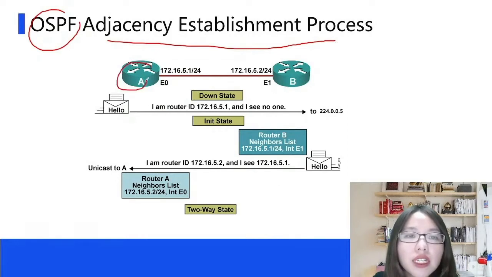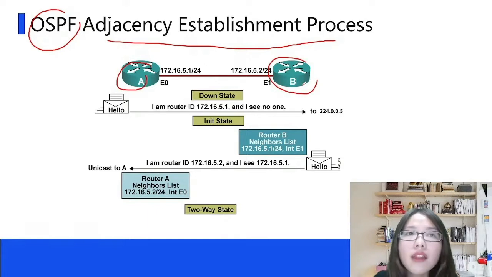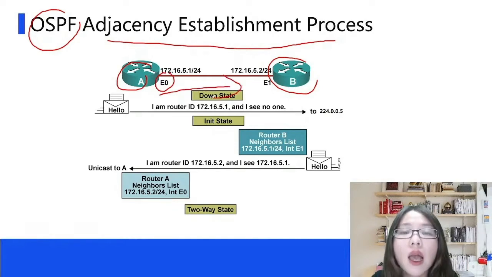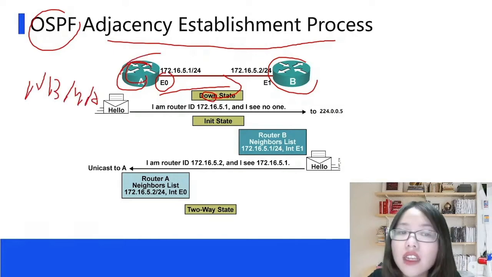So let's first look at the OSPF adjacency establishment process. When the OSPF router interface is up, it sends the hello packet but hasn't received any hello packets, so it is in the down state at this time. But if the device is in NBMA mode, the device will enter the attempt state.